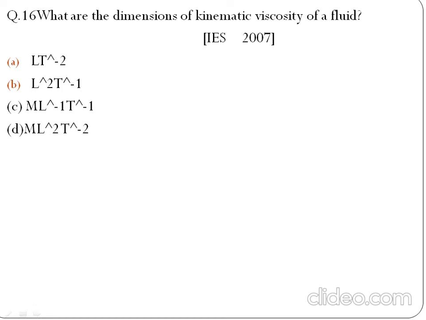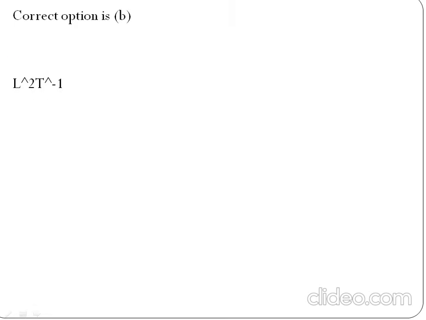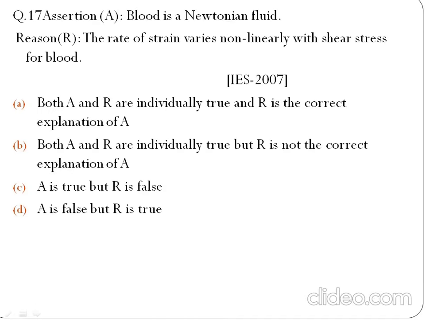Question 17. Assertion: blood is a Newtonian fluid. Reason: the rate of strain varies non-linearly with shear stress for blood. So the correct option is D, because the assertion is false but the reason is true. We know that blood is a non-Newtonian pseudoplastic fluid.